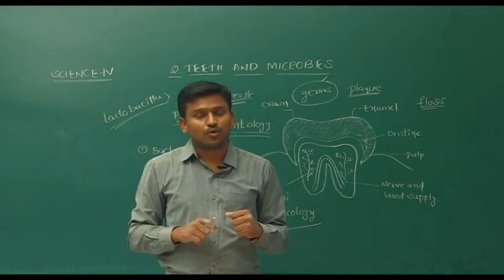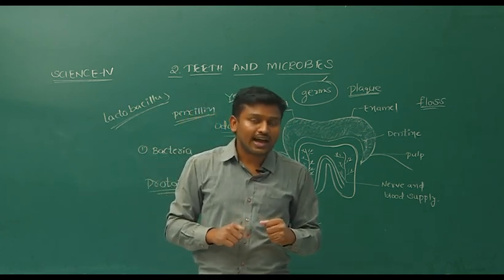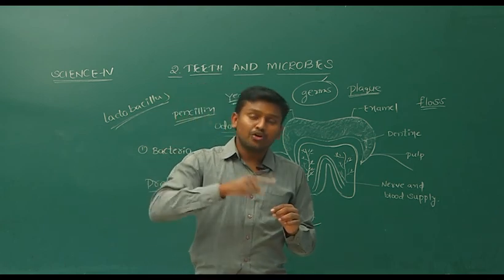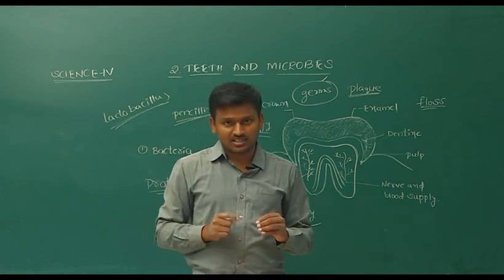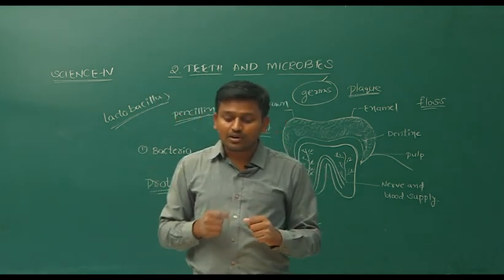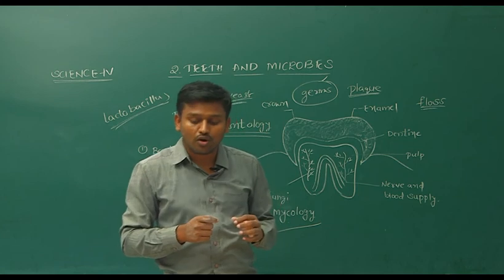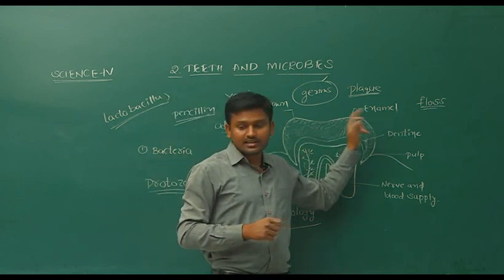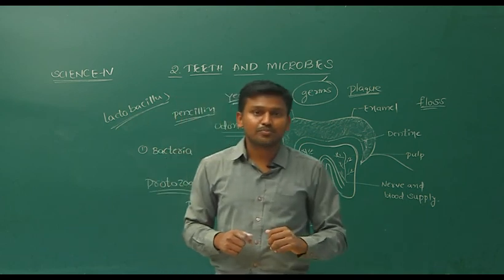Fourth, molars are also called cracking teeth. Molars? No. Molars are called grinding teeth. They are not cracking teeth. Premolars are called cracking teeth. So that is false. Now look at the fifth one. The outer covering of each tooth is called the enamel. Yes, this is the outer covering and we call it enamel. That is true.